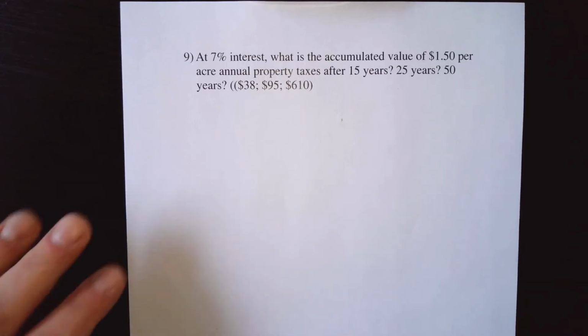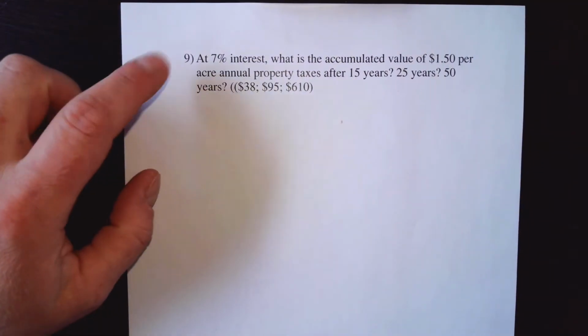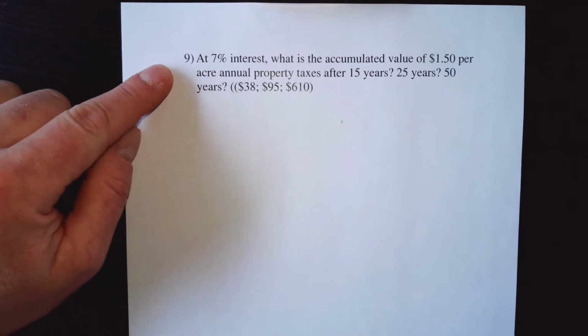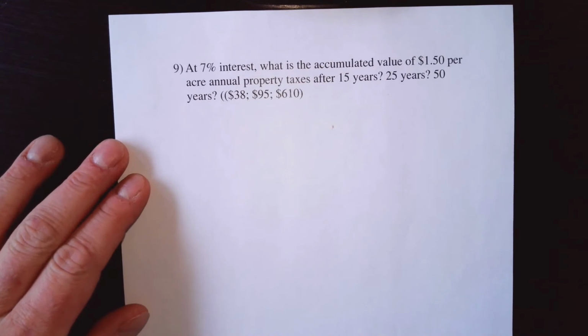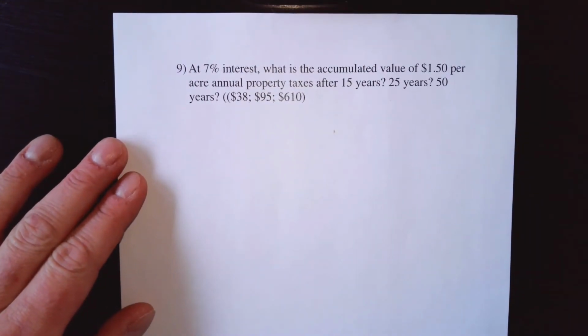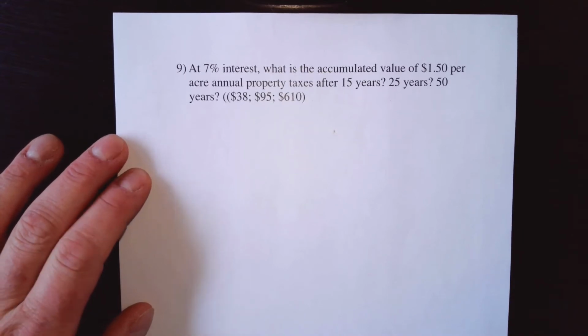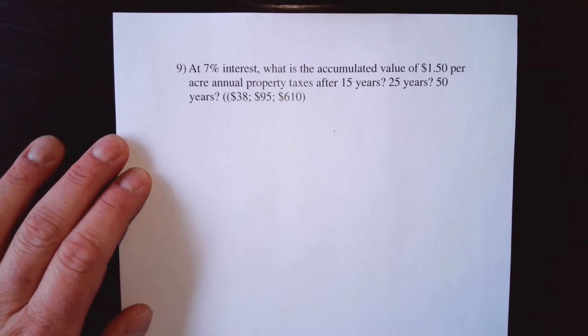Okay, another example from homework number 2. This is going to be 9. This is what we did in class Monday the 25th as well. So here's the question we have. At 7% interest, what's the accumulated value of $1.50 per acre annual property taxes after 15 years?